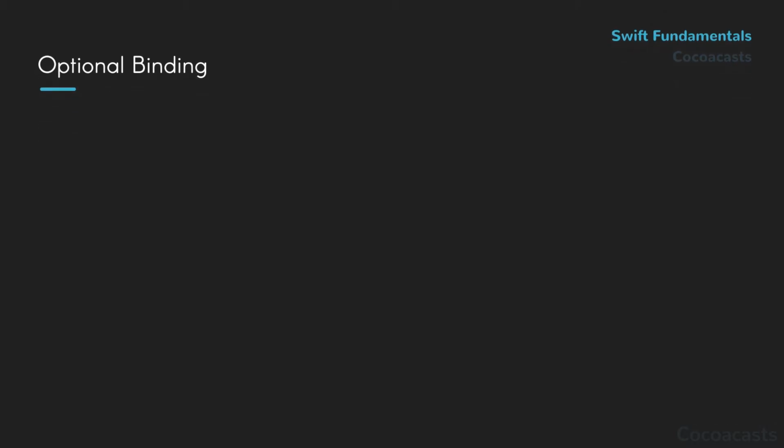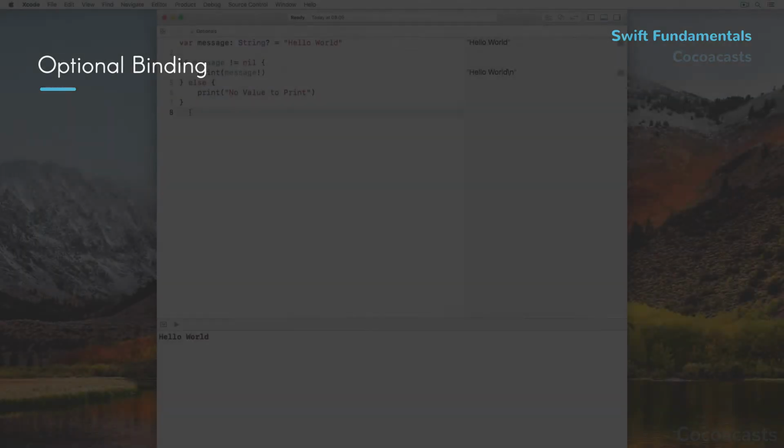Working with optionals can be elegant. In the previous episode, I showed you how you can access the value stored in an optional. We use the exclamation mark to force unwrap the value stored in an optional. That's not how you should interact with optionals though. There are a handful of patterns that make working with optionals easier. Let's start with optional binding.